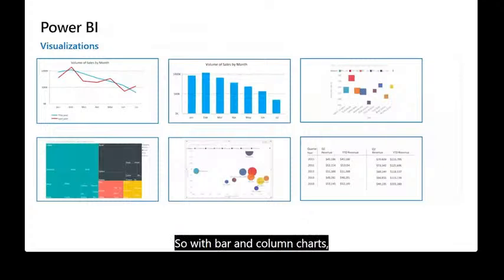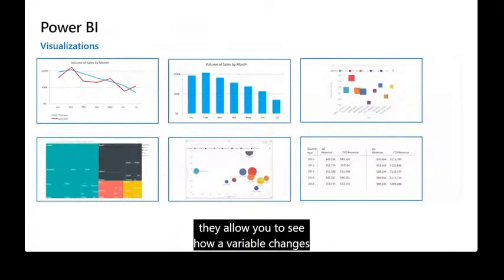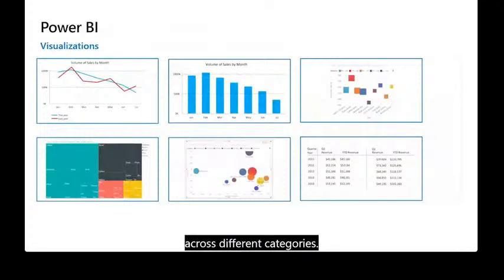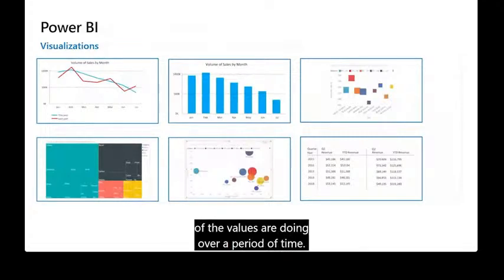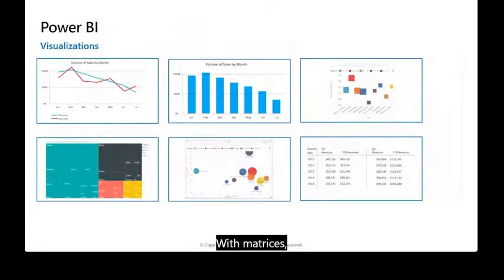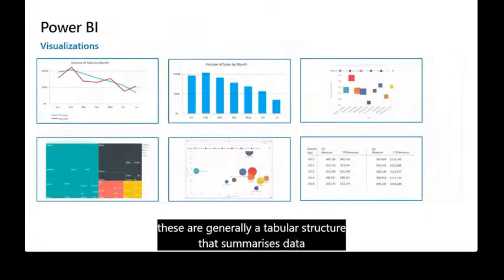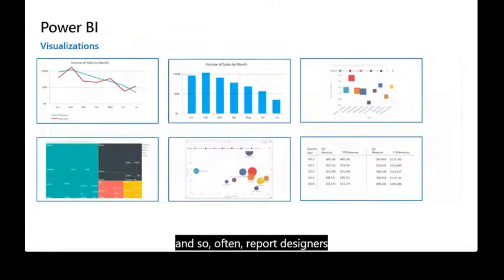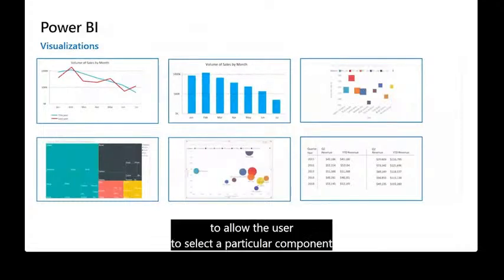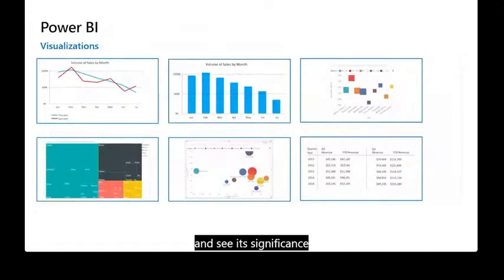With bar and column charts, they allow you to see how a variable changes across different categories. With line charts, we can see how the overall shape of the values is doing over a period of time. With matrices, these are generally a tabular structure that summarizes data. And so often report designers use matrices in reports or dashboards to allow the user to select a particular component and see its significance across the data.